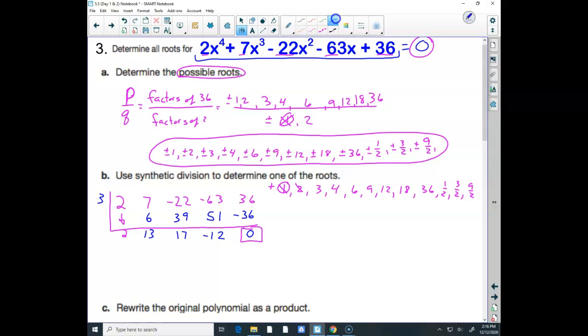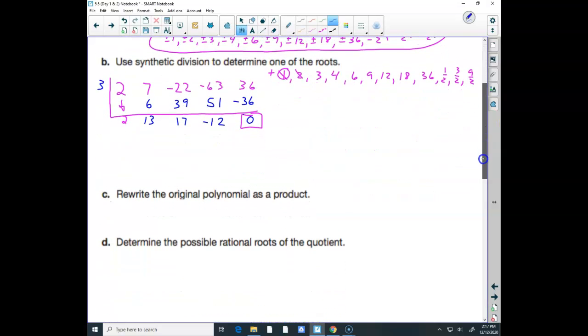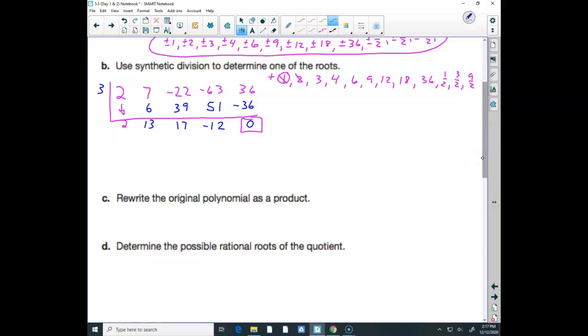Okay, so I'm going to look at this, and I'm going to rewrite the polynomial as a product, and I'm going to do this. You don't have to follow all these A, B, C, and D's, but I know I just factored the first step, and it's going to be x minus 3 times 2x to the third plus 13x squared plus 17x minus 12. Okay, what I'm going to do is try to factor this by grouping now.